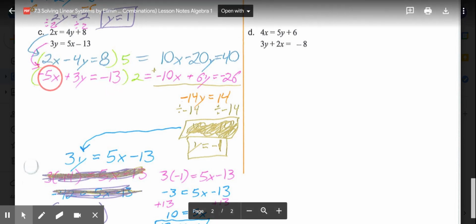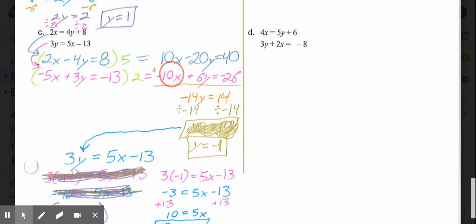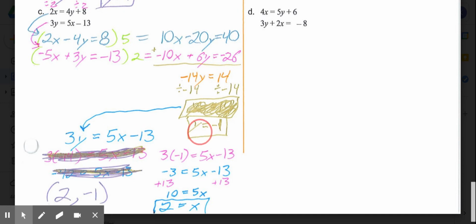Now I want to cancel out the x's. So I'm multiplying the top by 5 and the bottom by 2, so I end up with 10x and negative 10x. So then 10x minus 20y equals 40, and negative 10x plus 6y equals negative 26. Add those together, our x's cancel. Negative 14y equals 14. Divide both sides by negative 14, and we end up with y equals negative 1.